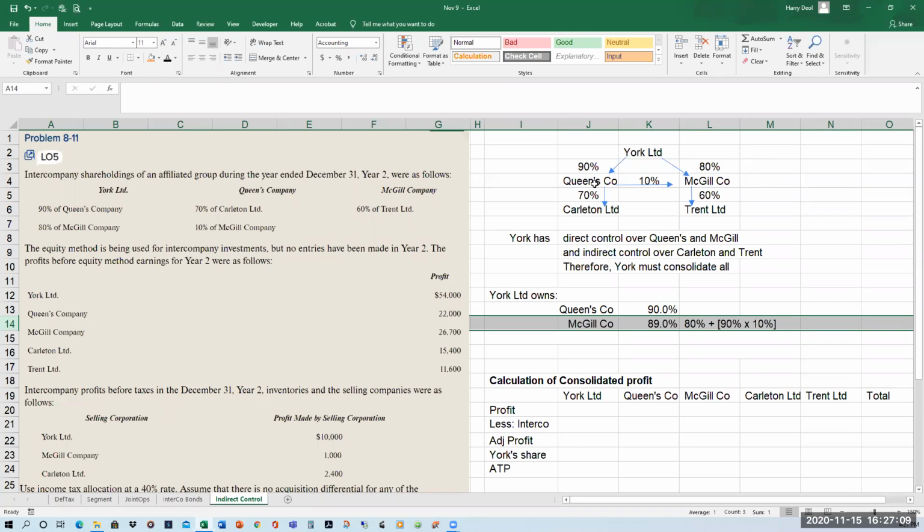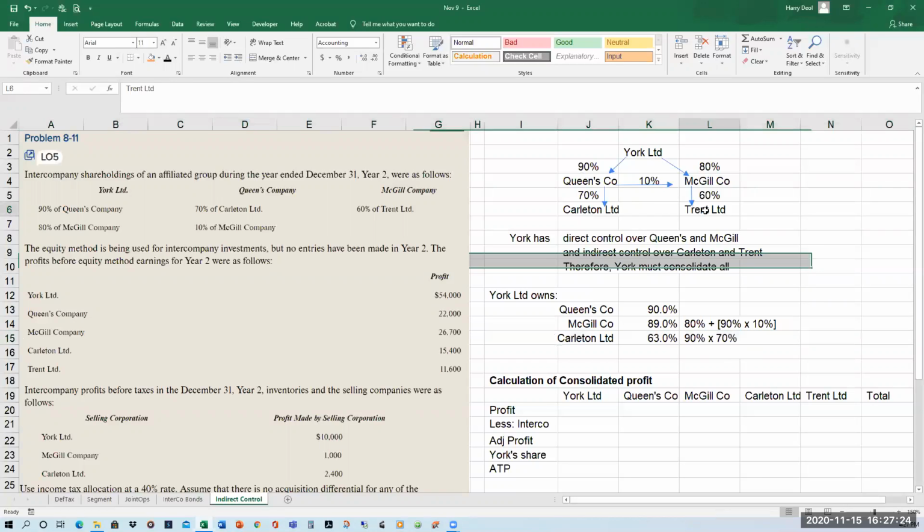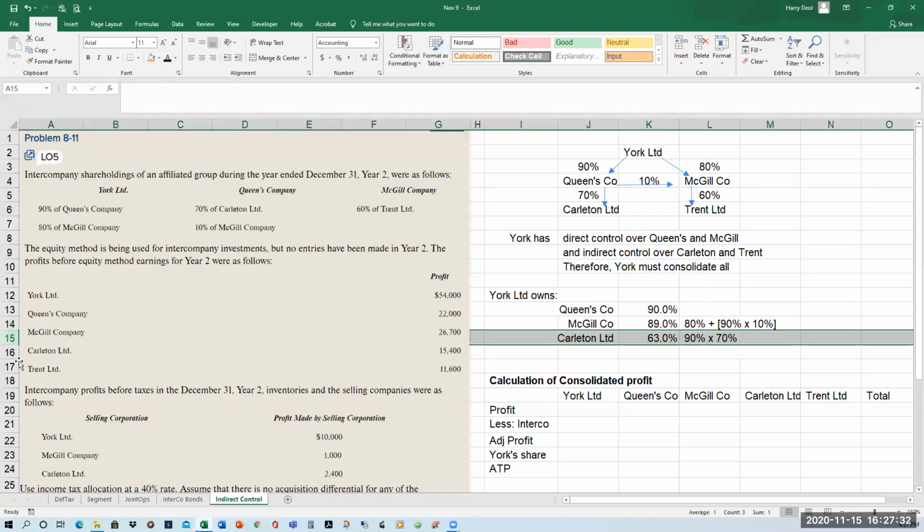And then given that Queen's owns 70% of Carlton and York owns 90% of Queen's, York owns 90% times 70%, 63% of Carlton. And then as far as Trent is concerned, McGill owns 60% of Trent, and York owns 89% of McGill. So that works out to York owning 89% of 60%, 53.4% of Trent.